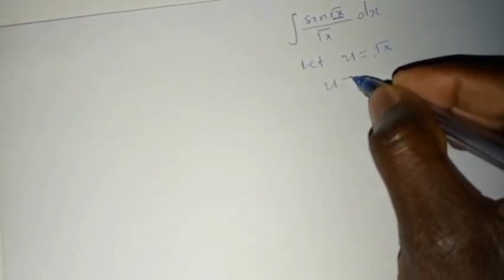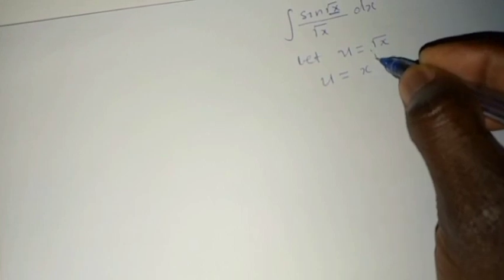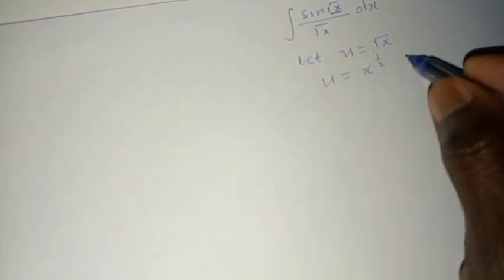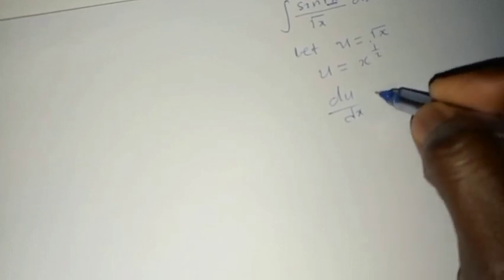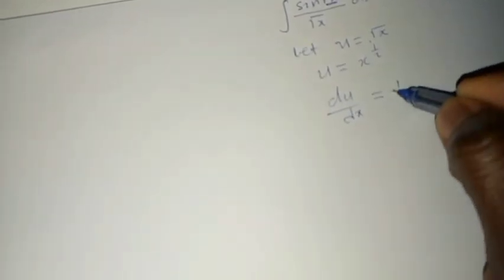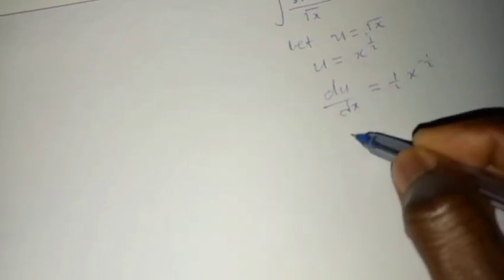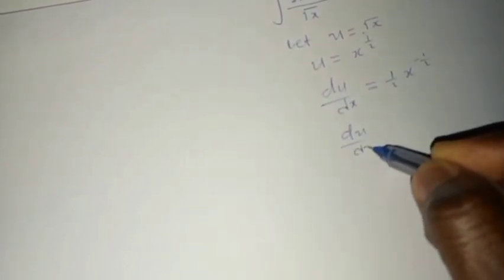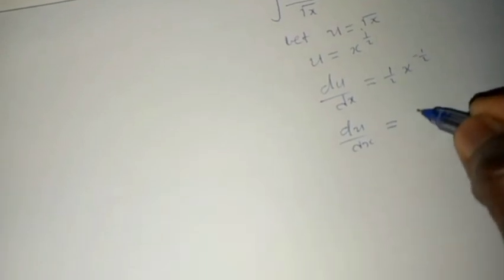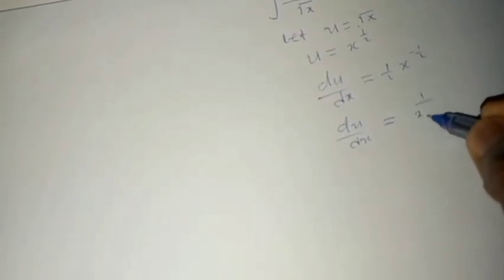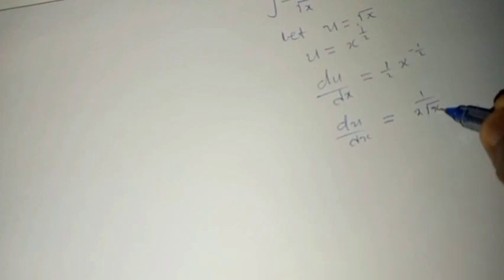When you differentiate this, what are you going to have? u in this case can also be written like x to the power 1/2. So differentiating this, you get du/dx. This has to be equal to 1/2 x to the power negative 1/2, and that du over dx is going to be equal to 1 over 2 root of x.